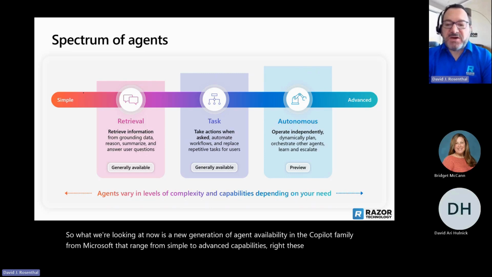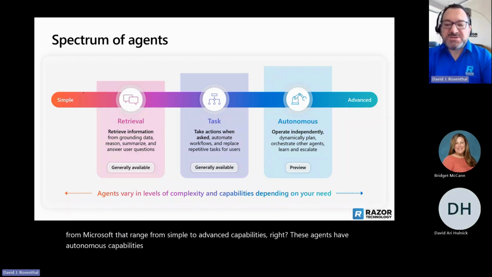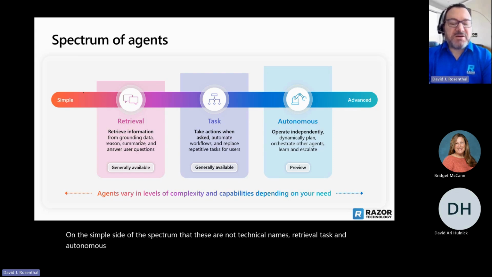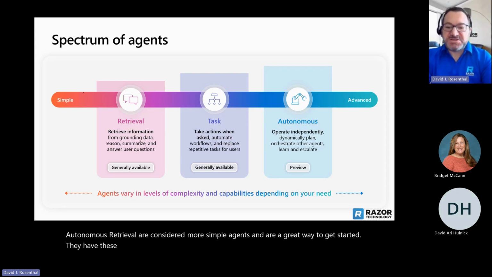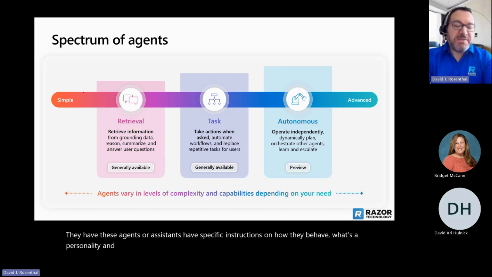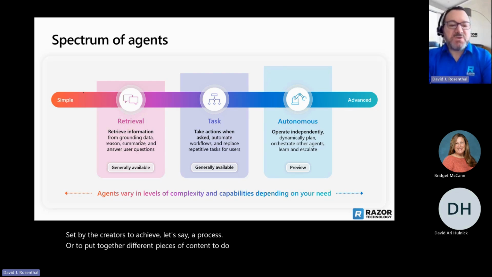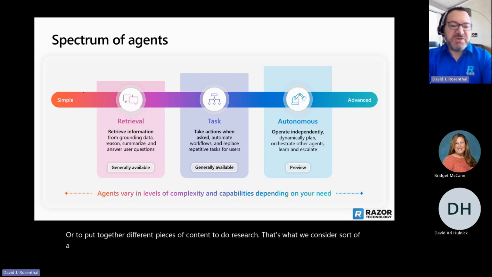These agents have autonomous capabilities and can focus on retrieval and task experiences. On the simple side of the spectrum, and these are not technical names, retrieval, task, and autonomous. Retrieval agents are considered more simple and are a great way to get started. These agents or assistants have specific instructions on how they behave, what their personality is, and what their objective is. And they follow guidelines and rules set by the creators to achieve, let's say, a process or to put together different pieces of content to do research. That's what we consider a simple agent, the retrieval agent.